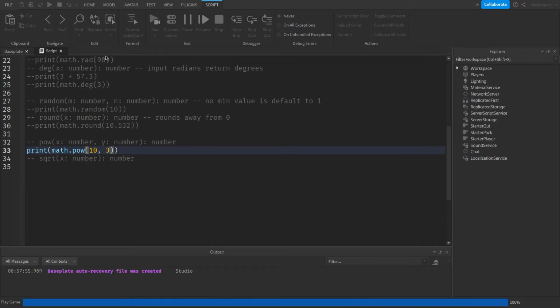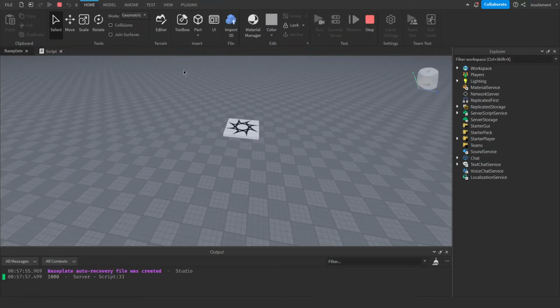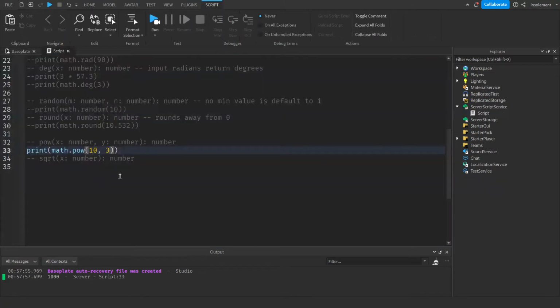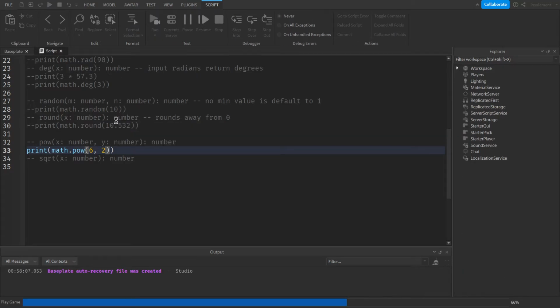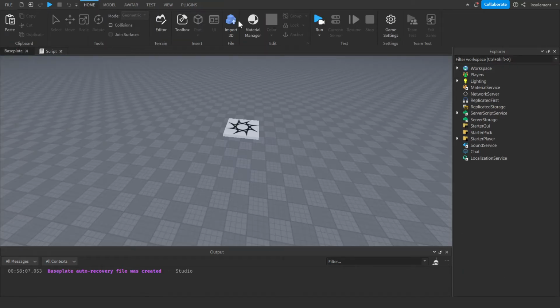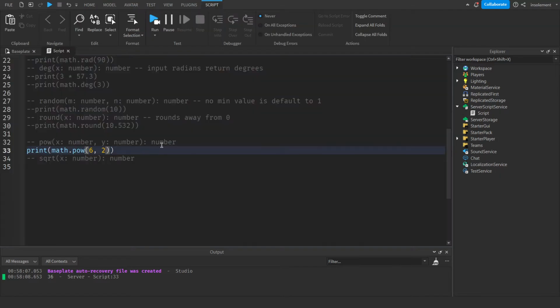We're going to print it. 1,000. Same with all the other numbers. 6 to the power of 2 will return to us 36, because 6 times 6 is 36. Right? Now let's say we want to switch it back.